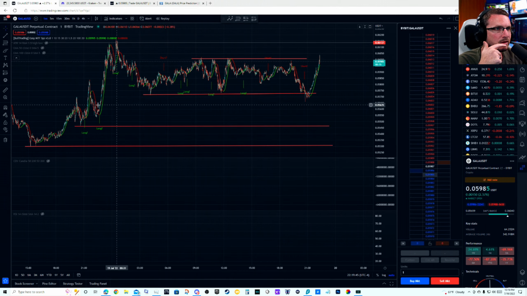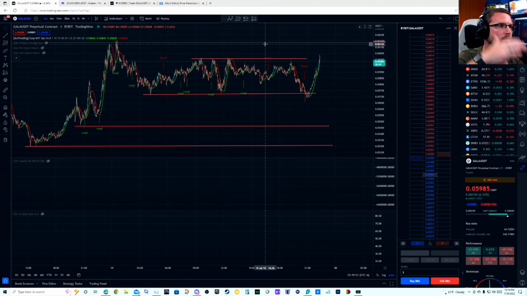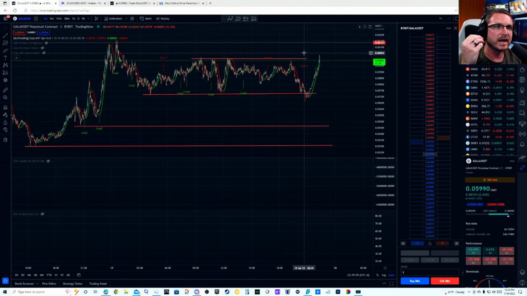I'll be watching it heavy right here. And then it's probably going to stop at this next resistance level. They're going to be trying to push it back down. And then you can short it from there. And if you short it from there, it's going to find a new support level.